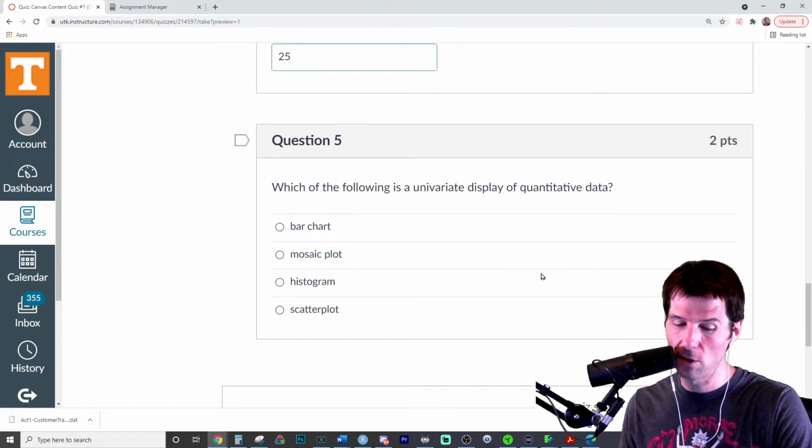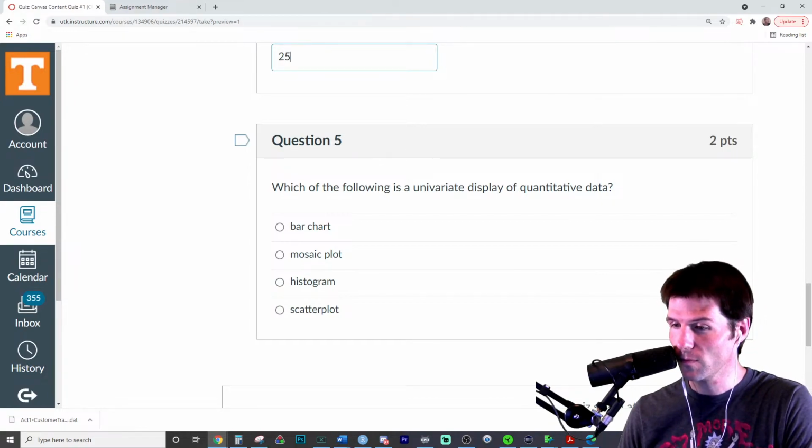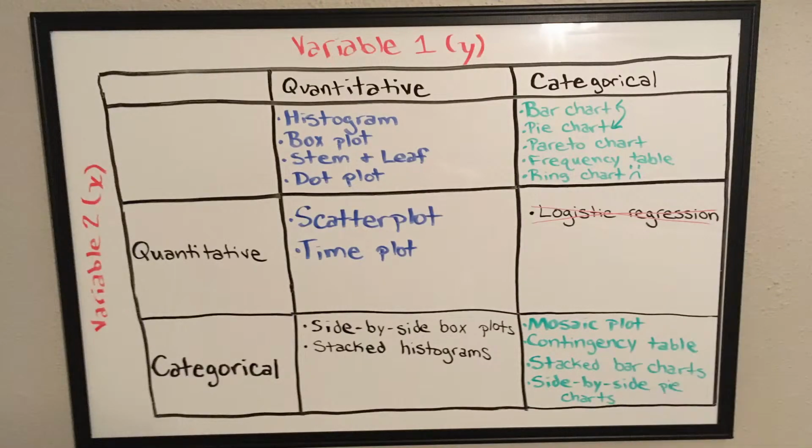Which of the following is a univariate quantitative display of data? I'm going to pause the screen right here and let me show you. Here is a screenshot you need. You don't want this screenshot. You need this screenshot. This screenshot has everything. Univariate quantitative is up there in the top corner, the top left corner in blue. Data or graphics that are 100% quantitative are all blue. Graphics that are 100% all categorical are all green.